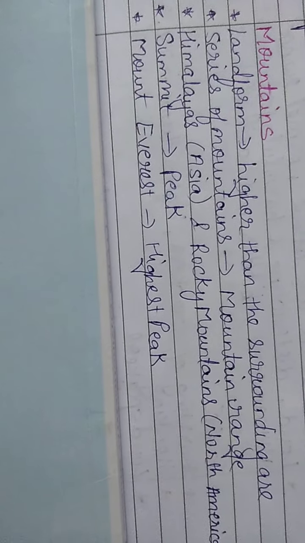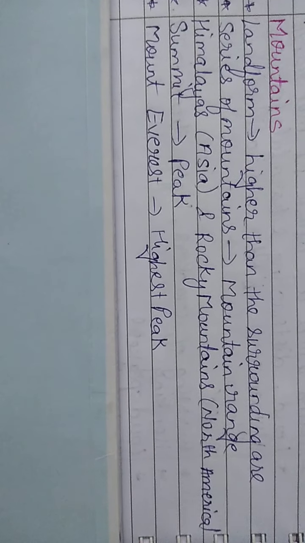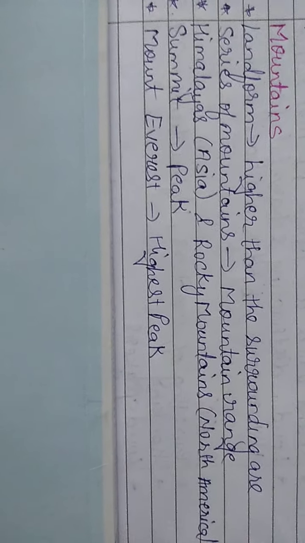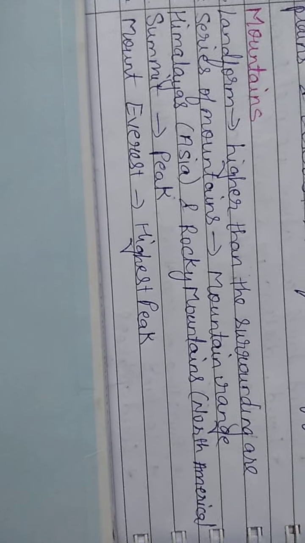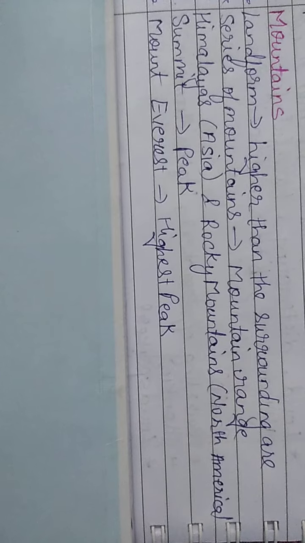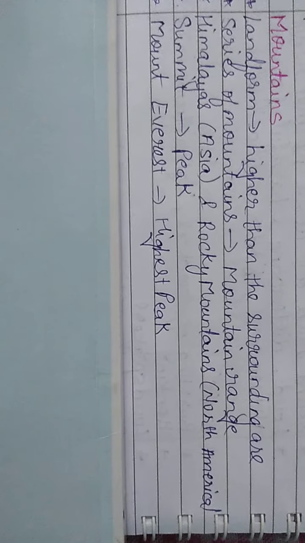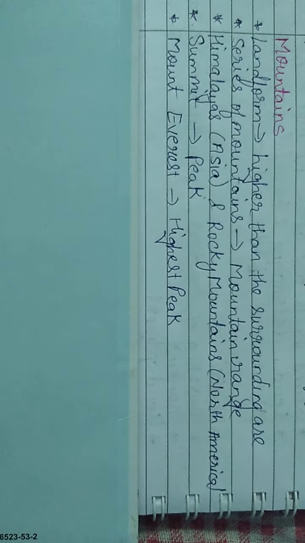Now Mount Everest is the highest peak of the Himalayas. The Himalayas, we all know, are a mountain range. It has many mountains arranged in a line. So the highest peak of the Himalayas is Mount Everest. It is not only the highest peak of the Himalayas, but also the highest peak in the world, at 8,848 meters high. Which is the highest peak in the world? Mount Everest.